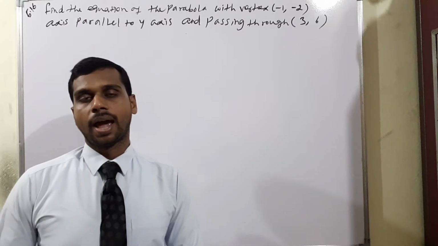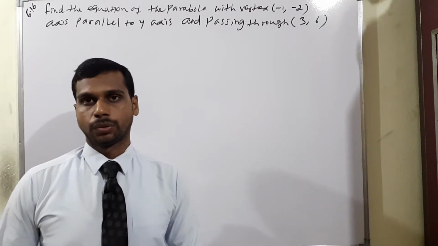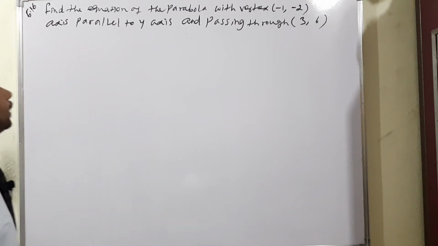We continue with examples and the related exercise 5.2. Moving to example 5.16: find the equation of the parabola with vertex (-1, -2), axis parallel to the y-axis, and passing through the point (3, 6).